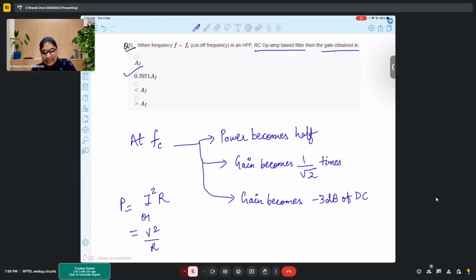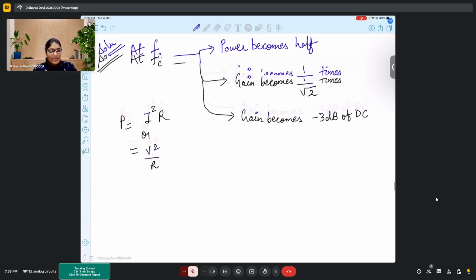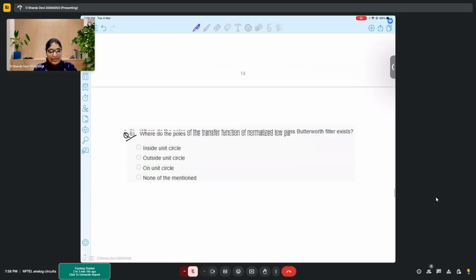Yes, madam. So this maybe you can keep in mind. So that is the same thing. When we say minus 3 dB, if you look into the derivations of where this minus 3 dB value comes from, it comes from the same analysis. Okay. So let's move on to the next problem.